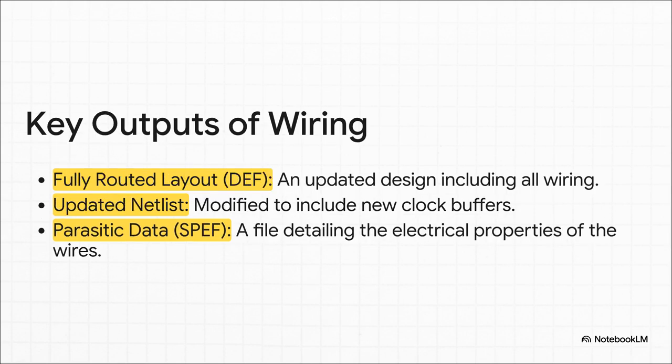The output here is a fully wired-up layout, sure, but the really critical piece is a file called a SPEF. This file contains what's known as parasitic data, and it's essential because it models the real-world physics of all those tiny wires. It tells our analysis tools how they're going to act like tiny speed bumps or antennas affecting the signal. This data is absolutely vital for our final inspection.